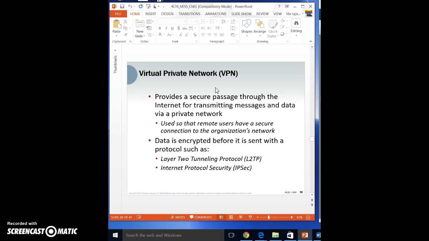normally a supplier. Data is encrypted before it's sent through the tunnel with a protocol, such as Layer 2 Tunneling Protocol or Internet Protocol Security. The cost of setting up a VPN is normally low, but transmission speed can be slow. And so normally a user has to first connect through the VPN and then will get access to the organization.